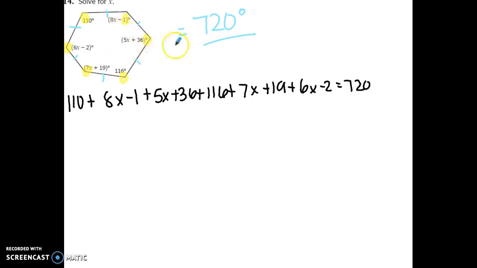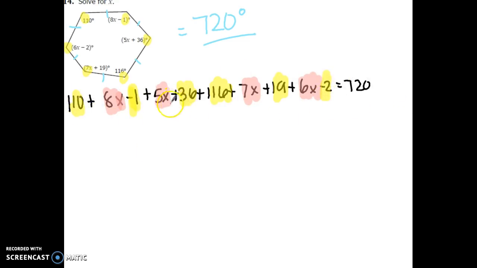and set them equal to 720. So what we are going to do now is something that we haven't done in a while, but it's not terribly hard. Remember when we had to combine like terms in order to solve for x? We're doing that again. So we'll say 8x, 5x, 7x, and 6x. They all have an x in them, so I am going to combine those. The rest, these whole numbers, 110, -1, 36, 116, 19, -2, are also going to get combined.